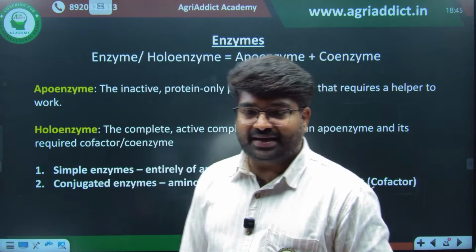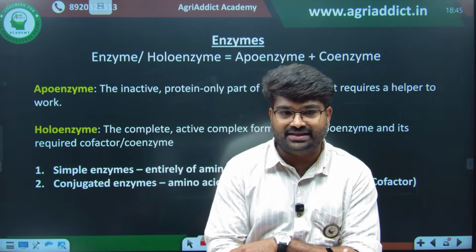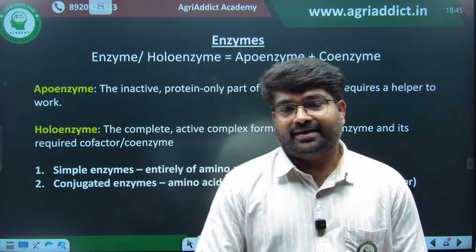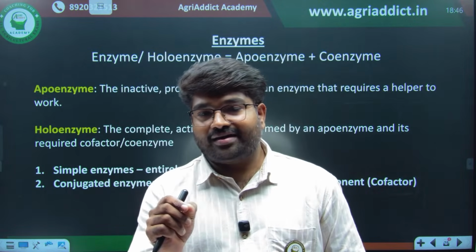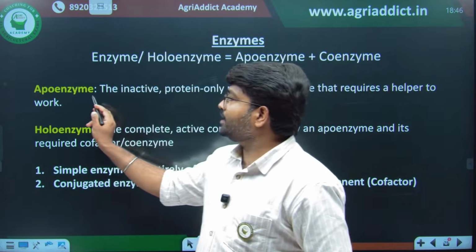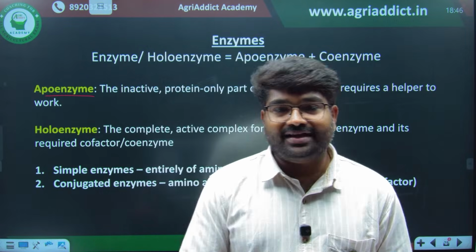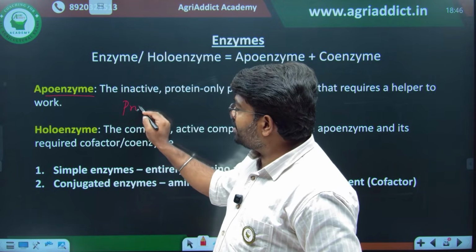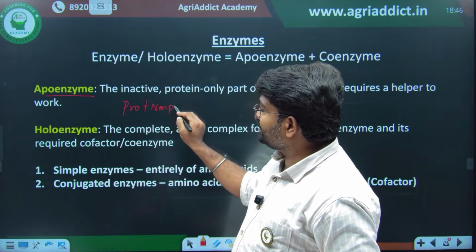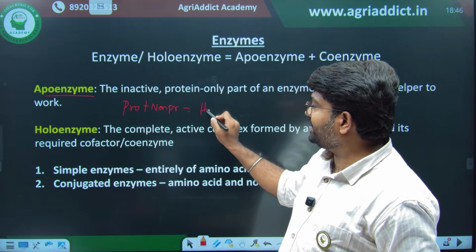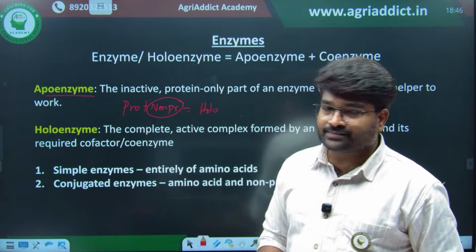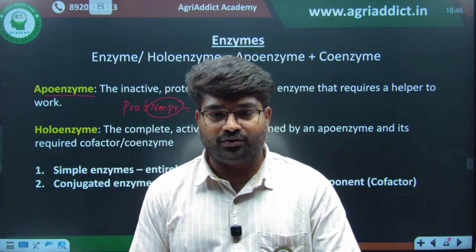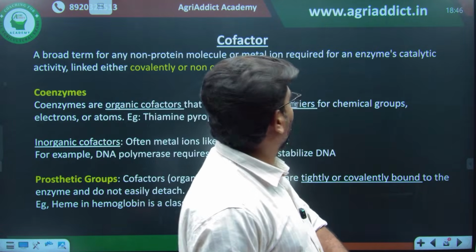If you see the basics, an enzyme is made up of proteins. Apart from the proteins, it will also have non-protein components. The proteinous component of the enzyme is known as the apoenzyme. The proteinous part along with the non-protein compound is known as the holoenzyme. Now we are going to see what the non-protein component in an enzyme is.